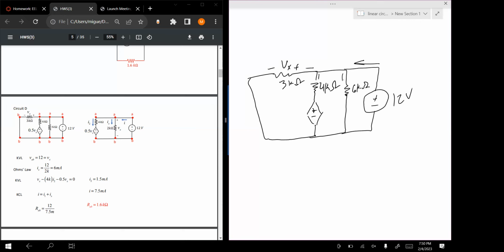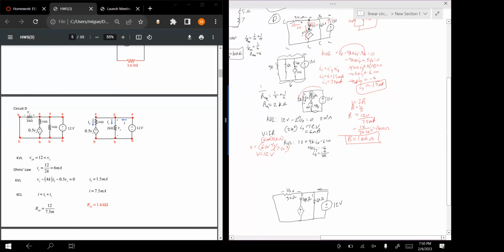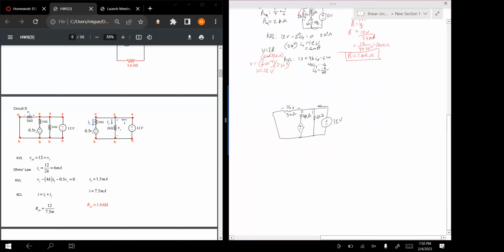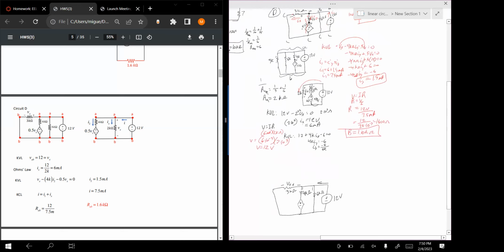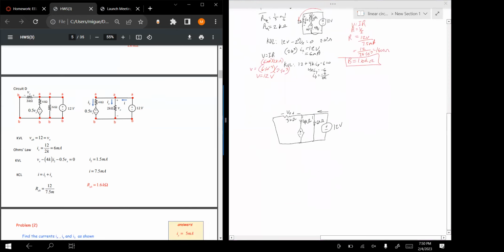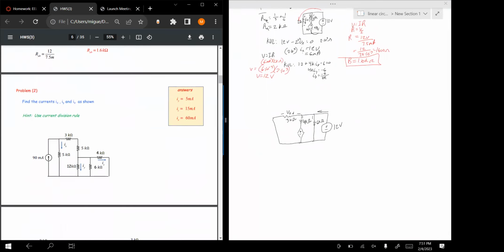Okay, so the way we did this was a little bit messier, I think. How did we do this? Do we want to start a new problem? Yeah, we could do a new problem. Let's look at the next one. Find the currents. That's not too terrible, I guess.